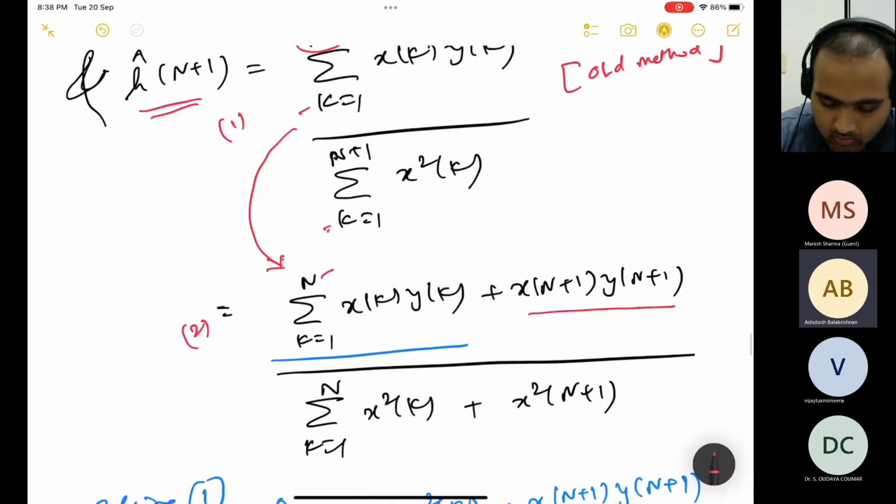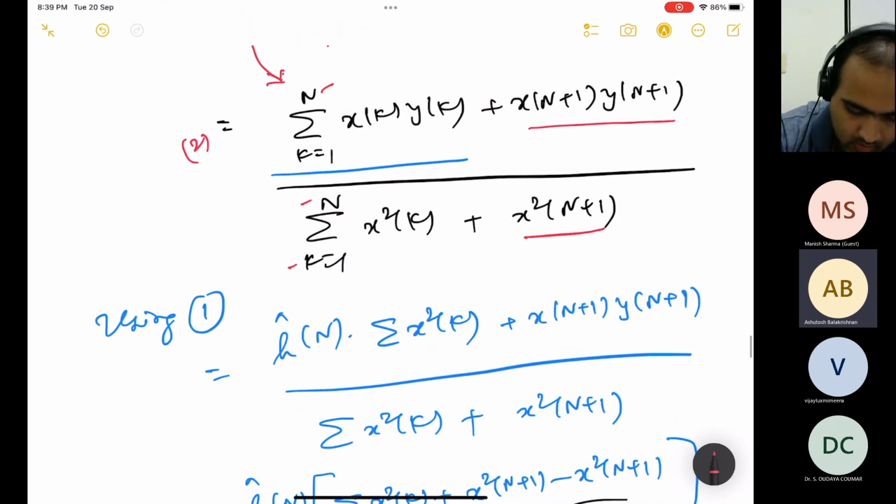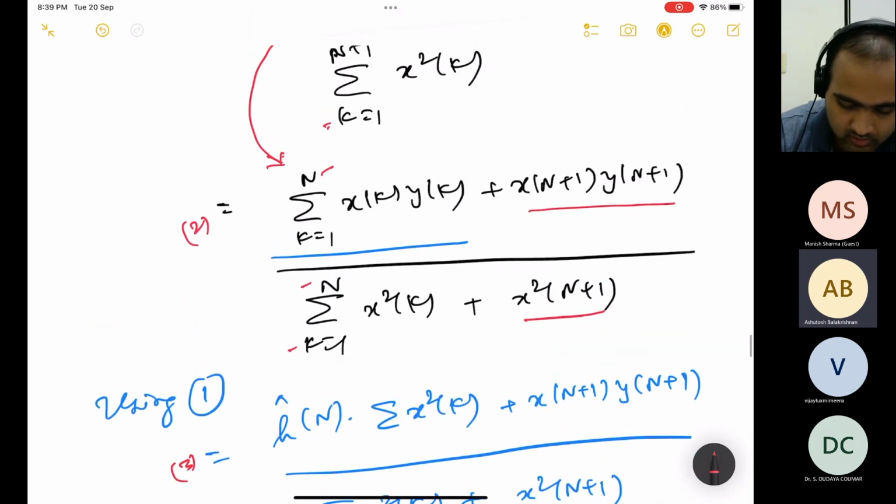Similarly, the denominator can also be broken: the sum over k is 1 to n of x square k plus x square of n plus 1. So we are separating out the n plus 1 term in the numerator and in the denominator. Okay. Now, this is step 3.